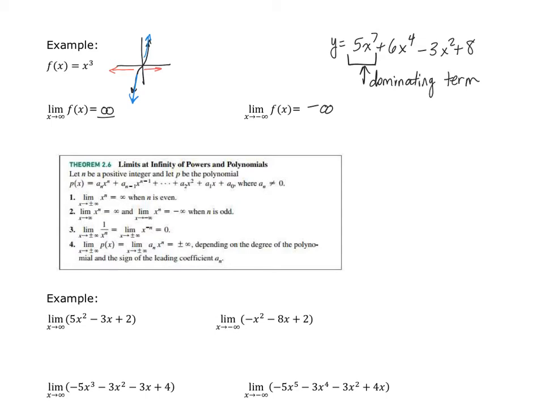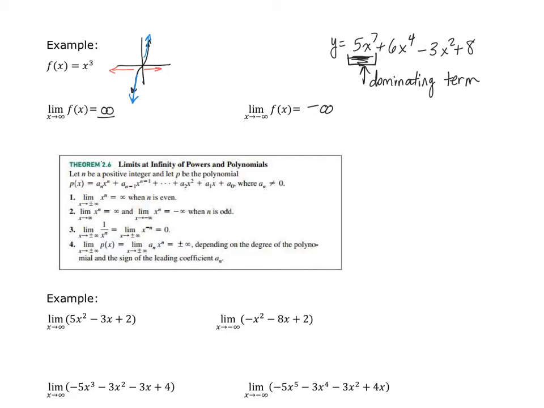And so if you think about plugging in a very large positive x value, this is going to grow without bound. And if you plugged in a large negative number but raised it to the 7th, you would get a very large negative number. So we can just determine what's going to happen using our leading term. So that's what this theorem here says.